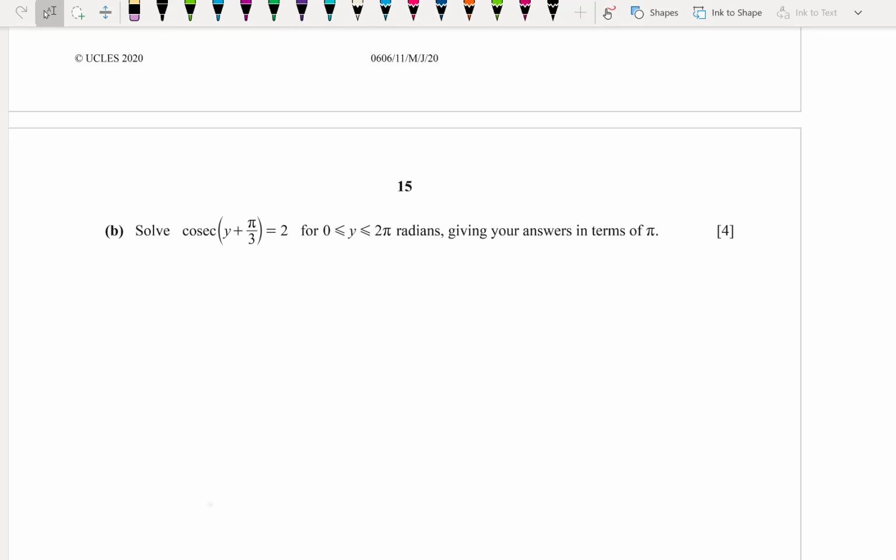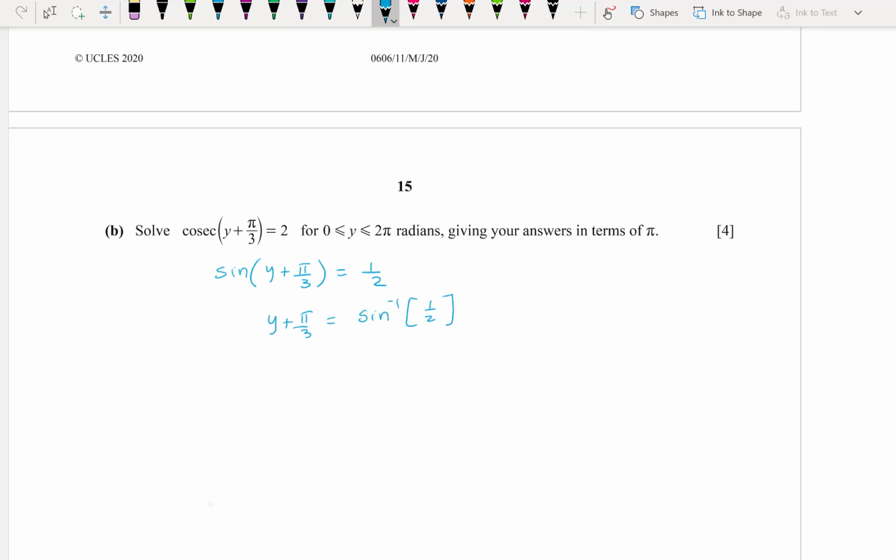Solve this. Okay, this time it is 0 to 2 pi. y goes from 0 to 2 pi. Okay, Amrita. Oh, by the way, here they have explicitly mentioned give your answers in terms of pi. Okay, fine. So, Amrita, how do we do this? Any suggestions? So directly first calculate the inverse sine. So sine of y plus pi by 3 will be 1 by 2. Okay, so y plus pi by 3 is sine inverse 1 by 2.